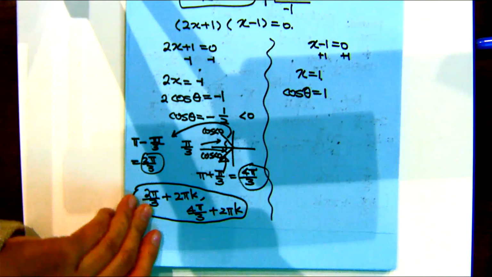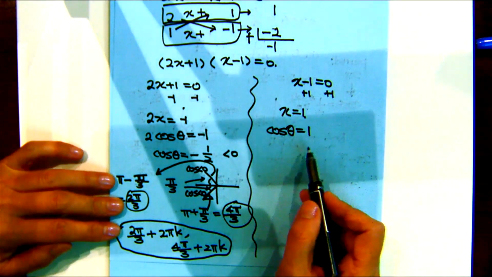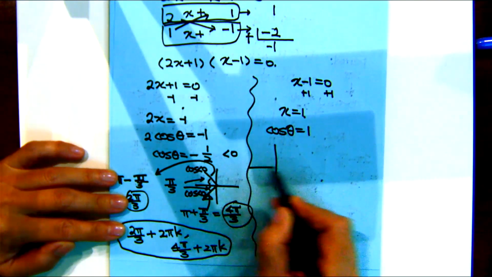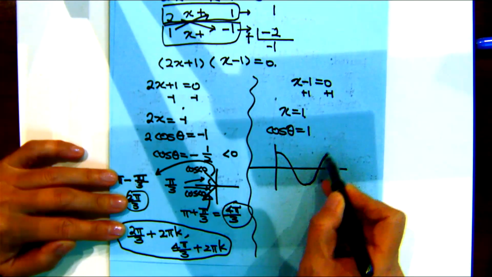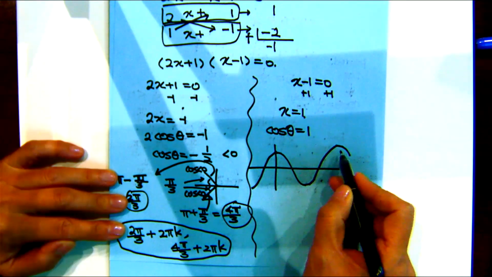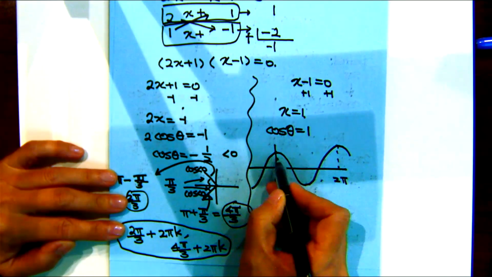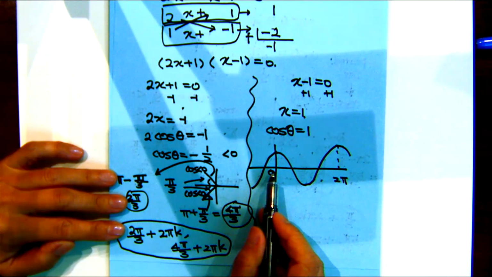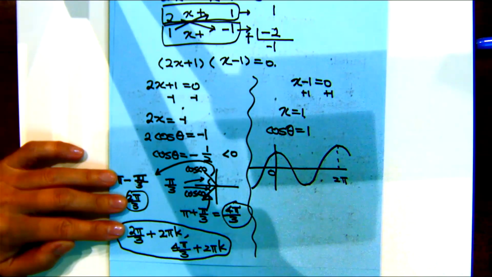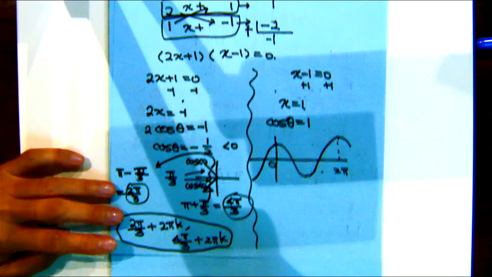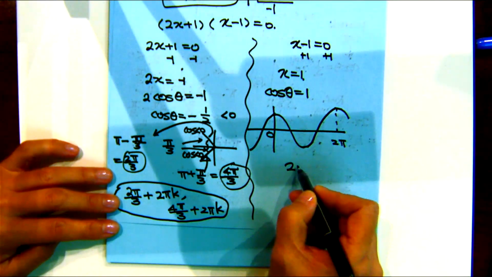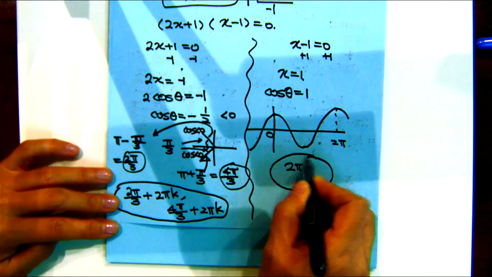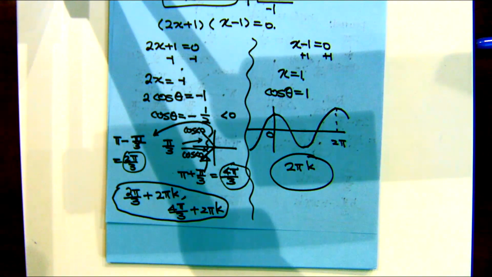And then for this one, we noticed that 1 is the maximum, so maybe we had to use the graph of cosine. So this is 2pi, and this is 0. And we find that 0, 2pi, and 4pi, 6pi, those will be function value 1, right? So in this case, we have 2pi k, right? And so we have 3 solutions.